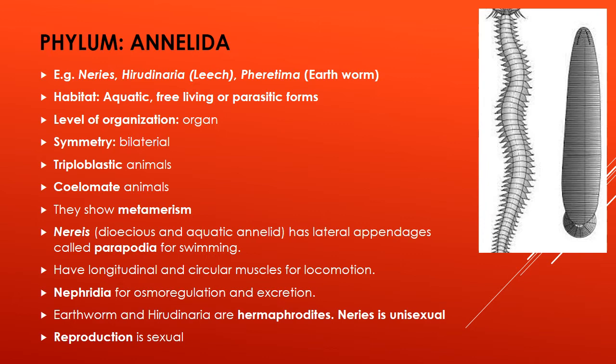They also exhibit muscles. What kind of muscles? Straight muscles, longitudinal muscles from head to the anus. You could see a line there, that is longitudinal muscle. At the same time, they have circular muscles, like horizontal muscles. The circular muscles are perpendicularly arranged to the longitudinal muscles throughout the body. That is a very important characteristic of the phylum Annelida. Earthworm and Hirudinaria, that is earthworm and leech, are hermaphrodites, bisexual, except Nereis. Nereis is unisexual, so it could be asked. So that's all about Annelida.